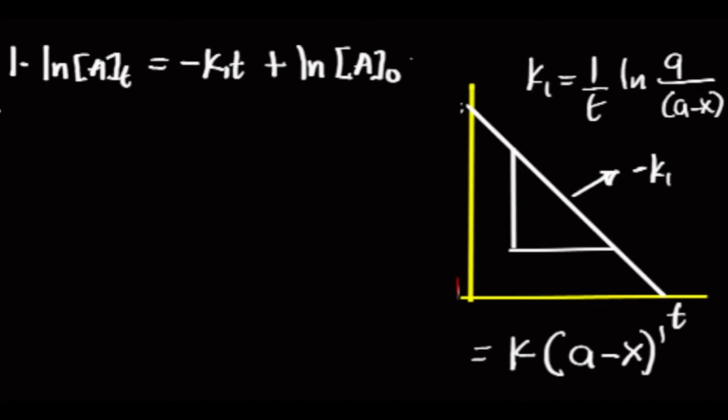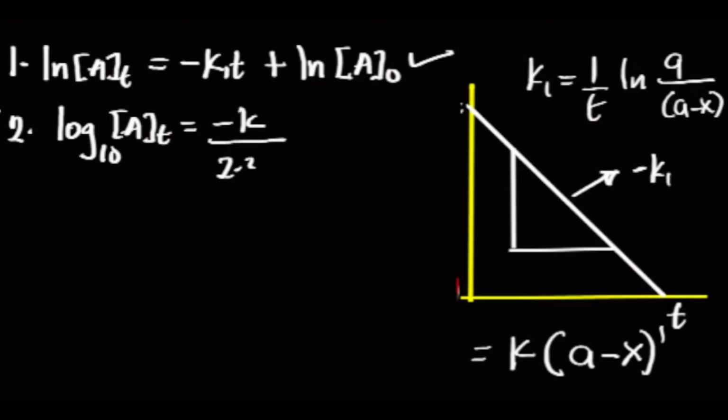Then if you don't like this formula, another formula that you can use is log to base 10 of the concentration of A of t. This is going to be equal to minus k divided by 2.303, then plus log to base 10 of, let me simply say, the concentration of A naught. That's what you're going to have.